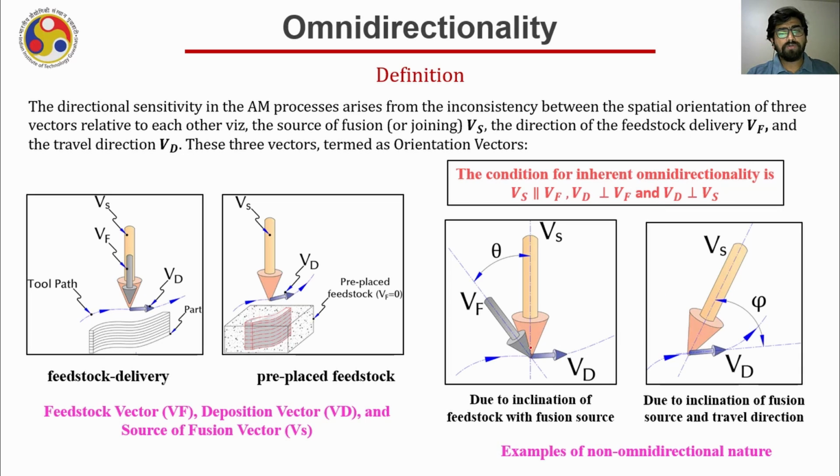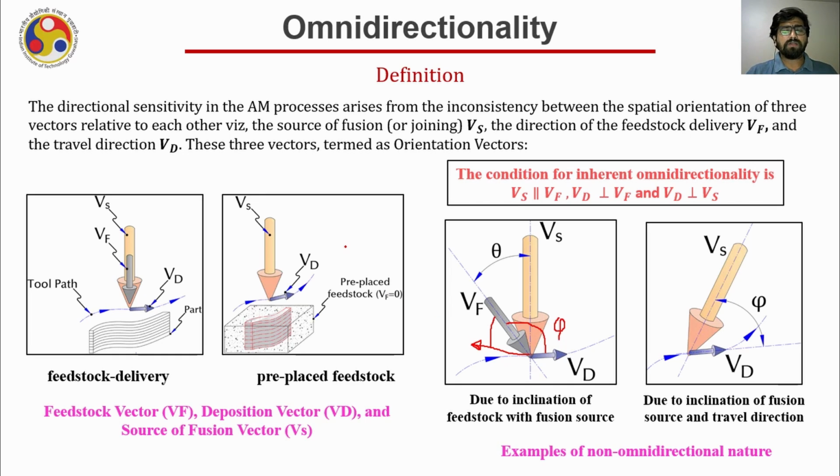It can be noticed now that if my deposition direction is somehow changed, for example, instead of going in that direction, I am now moving in this direction, what will happen? The angle between Vf and Vd, which was assumed to be phi earlier, will no longer remain phi. It will change. And as per our definition, in that case the process will not remain omnidirectional, because the relative position between Vs, Vf and Vd is not consistent throughout the process, or while depositing, or while adding the material in any direction.